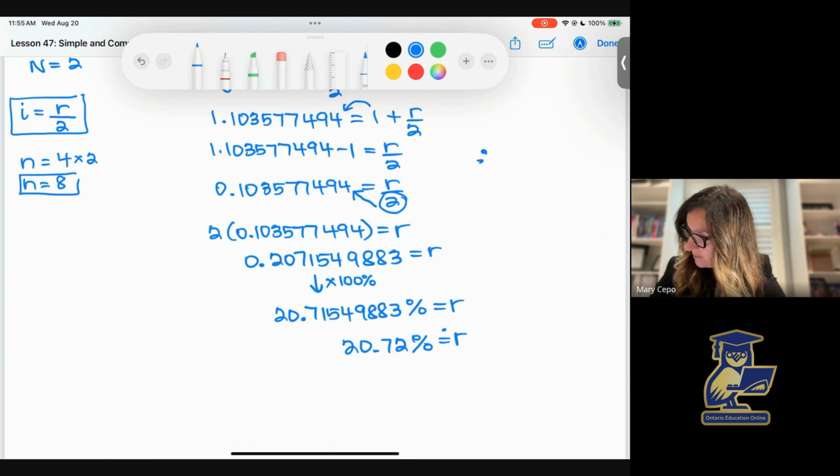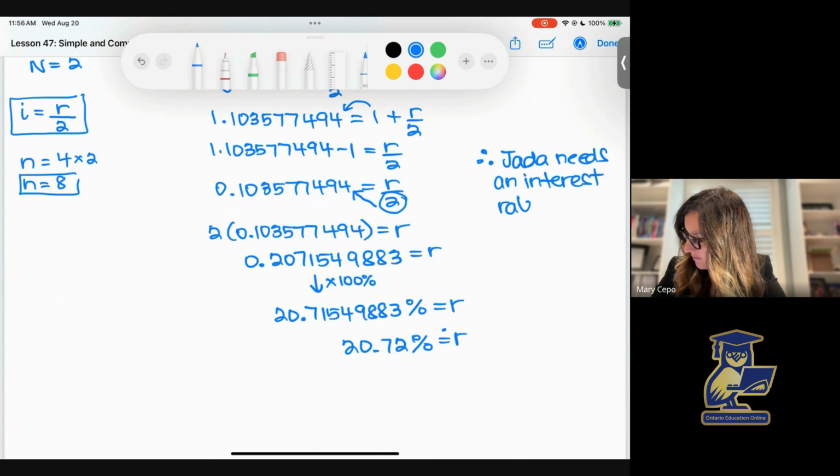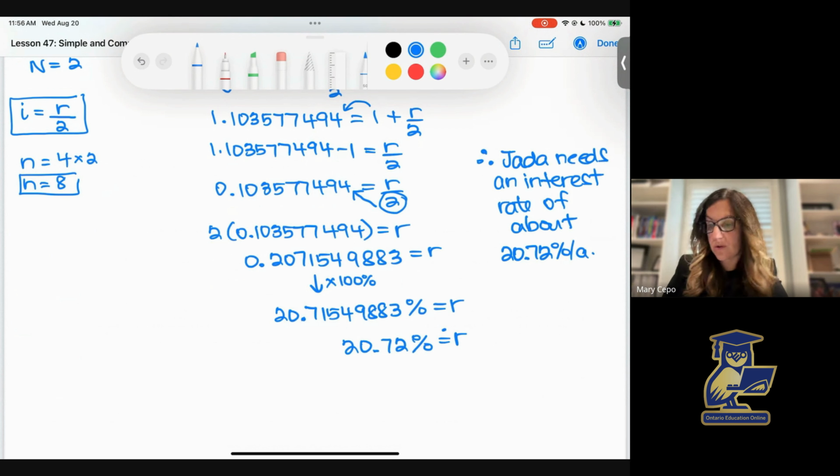So therefore, Jada needs an interest rate of about 20.72% per annum in order to have $5,500 in the bank in 4 years in order to go to college.